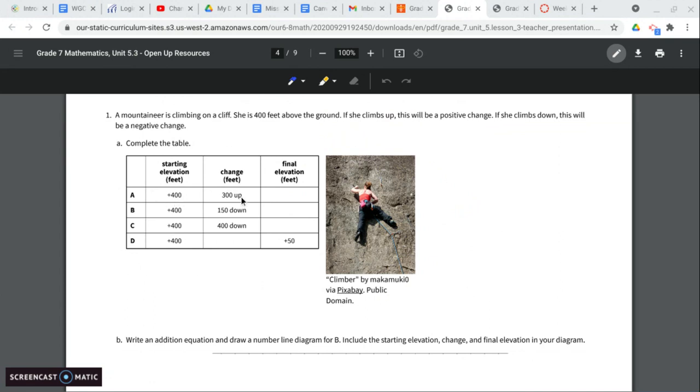She went up 300, so that means she's at a positive 700 feet. Then starting elevation 400, she went 150 down. So 400 minus 150 would be a positive 250 feet still. 400, she went down 400, so she's at 0 feet. And how did we get from 400 down to just positive 50? Well, we would have gone down 350.